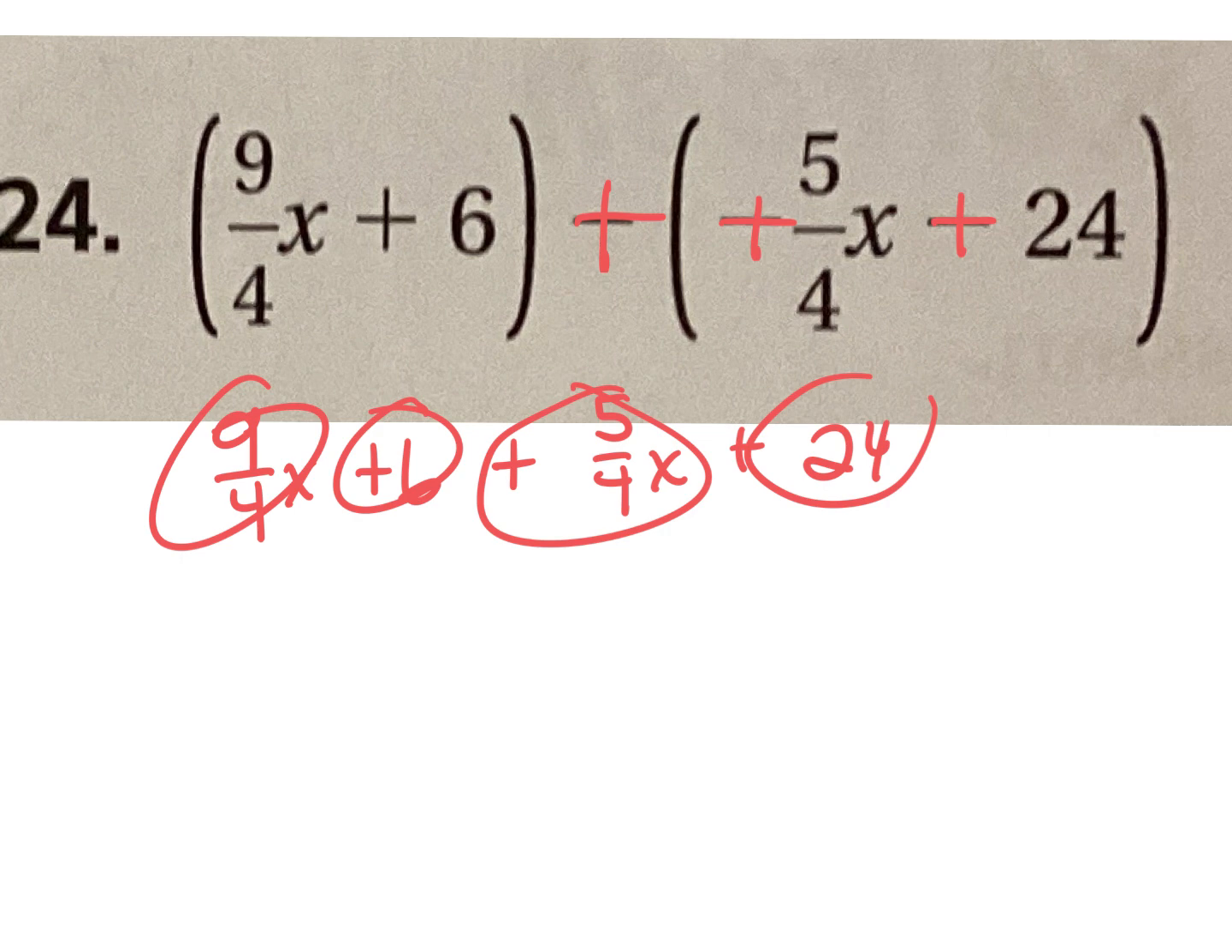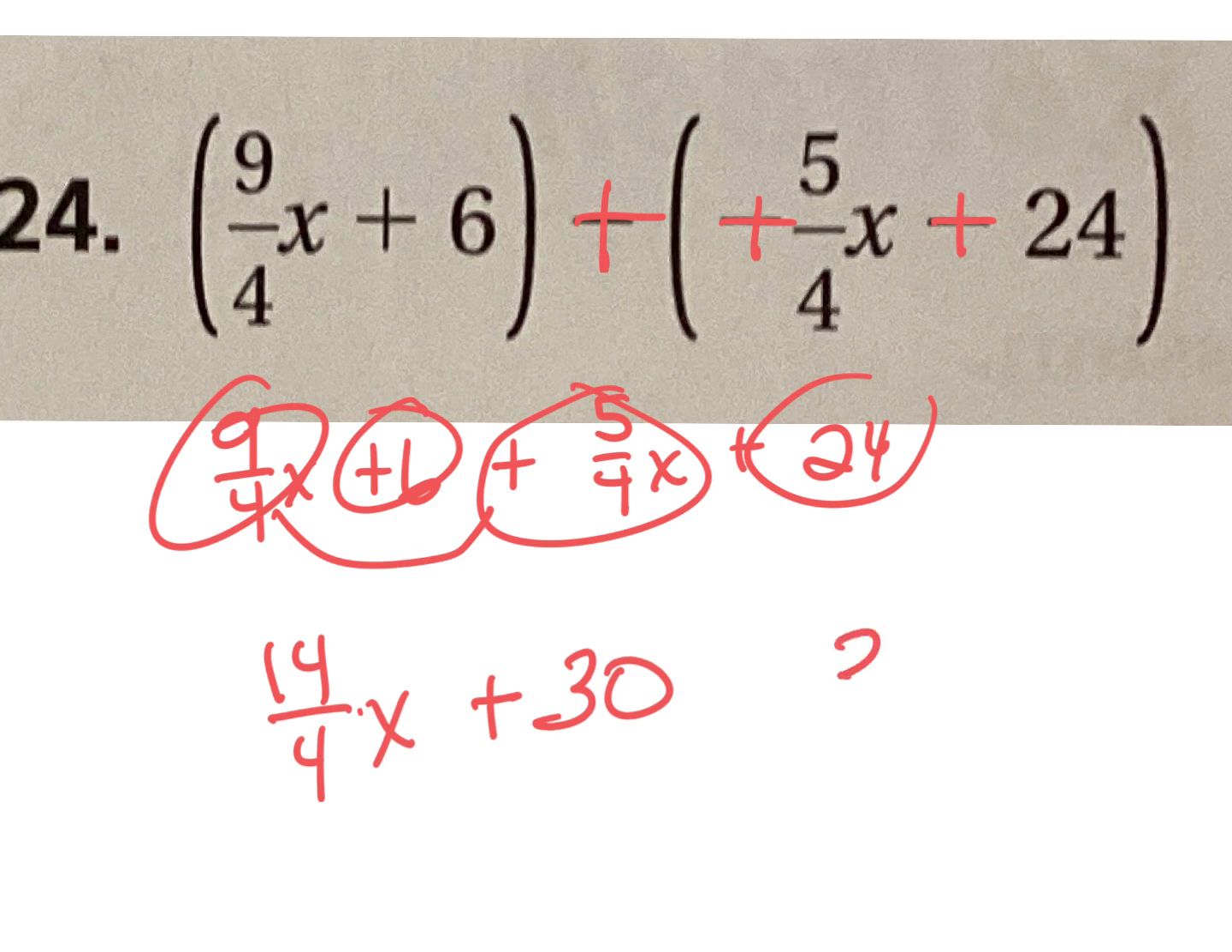So 9/4 x plus 5/4 x gets me, oh, they have the same denominator. Very cool. 14/4 x plus 30. And I could make 14/4 x into a mixed number, which would be 3 and 2/4, or 3.5 x plus 30.